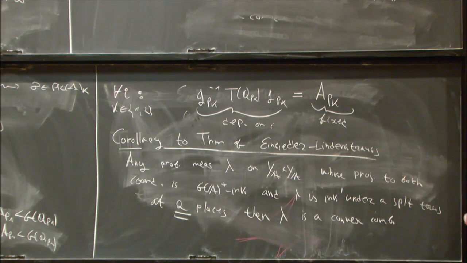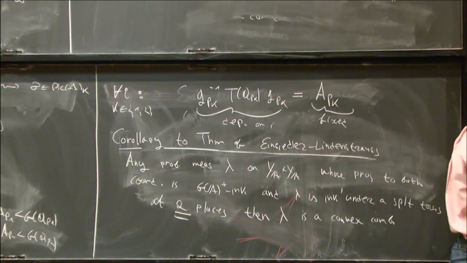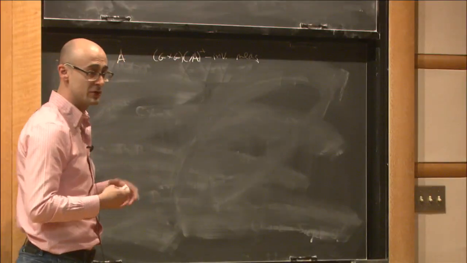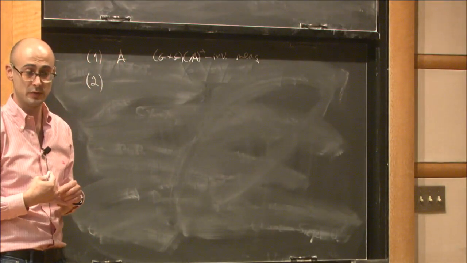Okay, so what are the possible measures? It's a convex combination. One is what you want, G times G A plus invariant measure. Yes, this is the joining version of it, what they call the joining rigidity theorem. So one is what you want, and two is what you don't want. These measures are going to be some generalization of Hecke correspondences.